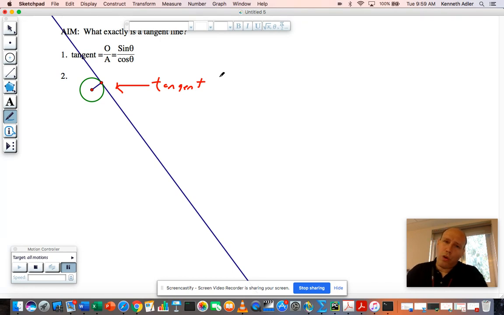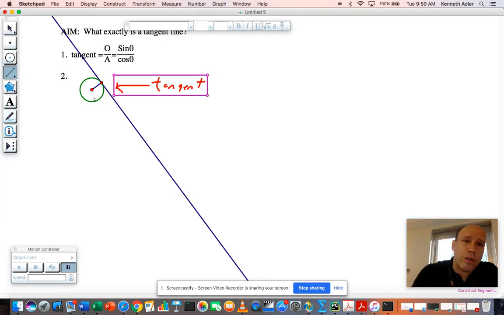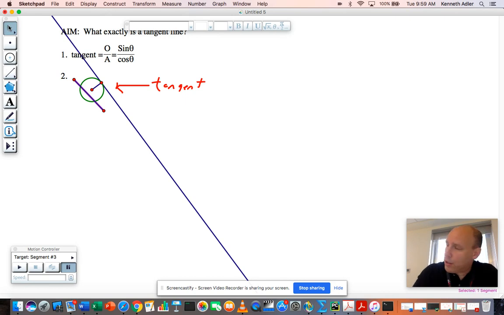You also learned about something else in the geometry class called a secant. And that a secant was a line or a segment that crossed the circle in 2 points. So this is known as a secant.